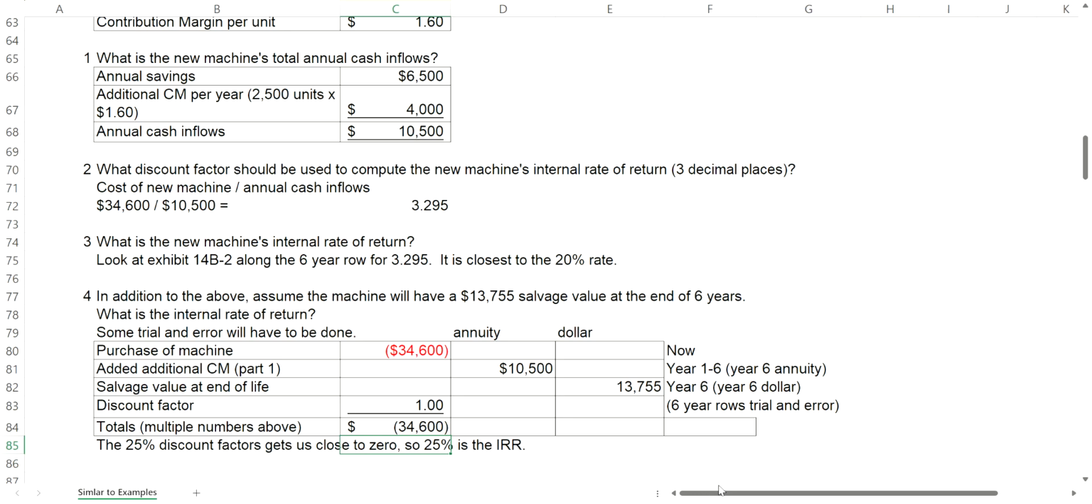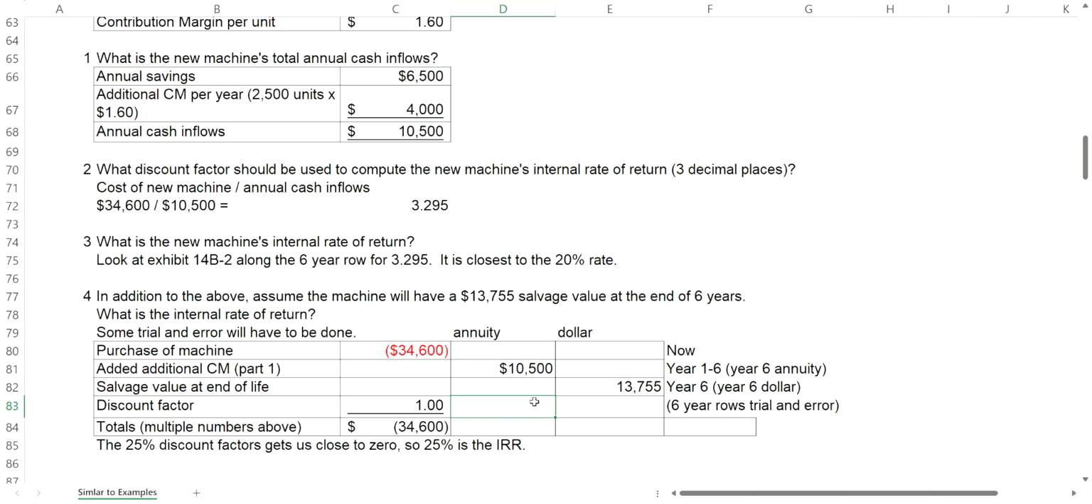$34,600, setting us back in cash flows. Now, for the rest of it, it's going to be trial and error to determine what the percentage is. I'm going to have to go to the annuity table and look across the 6-year line for this one, for the 10,500, because that's each year. And I'm going to go to the dollar table and look across the 6-year line for the salvage part.